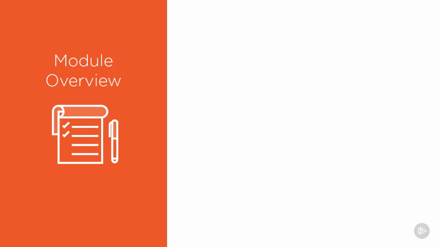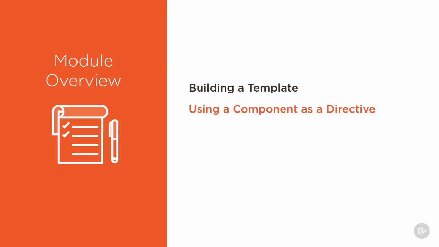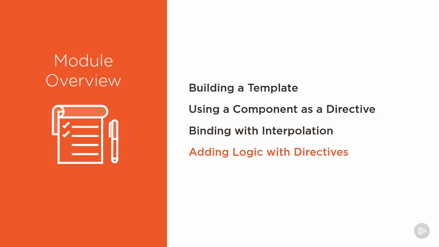In this module, we evaluate the different ways we can build a template for our component and demonstrate how to create a linked template for our view. Then we'll build a component associated with that template and use it as a directive. We'll detail how to set up data binding using interpolation and display the value of our component class properties in the view. We need some basic logic in the template, so we'll leverage Angular's built-in directives. In the next module, we'll look at additional data binding techniques.